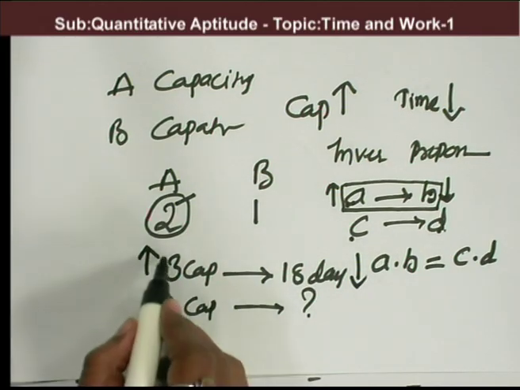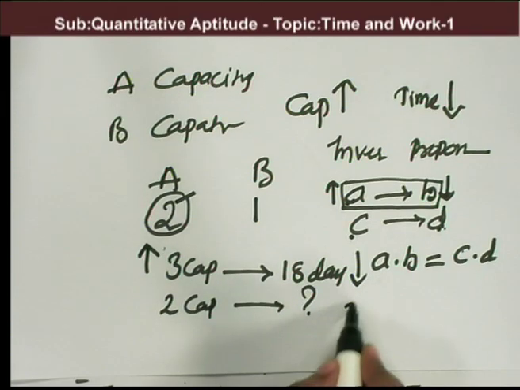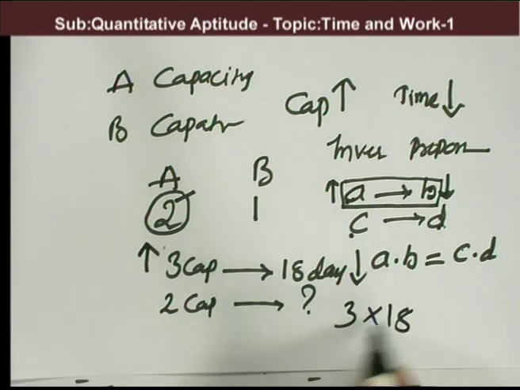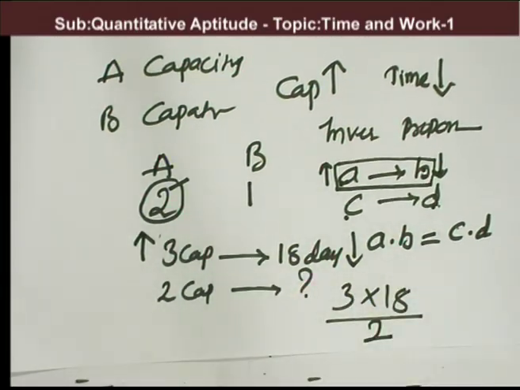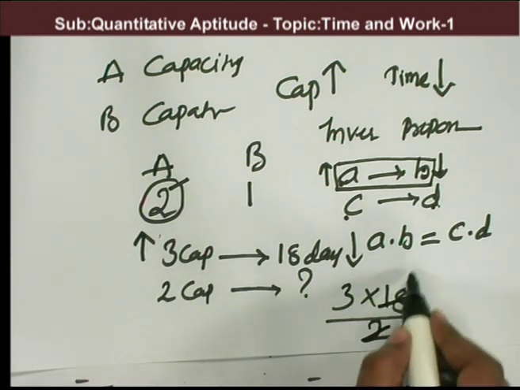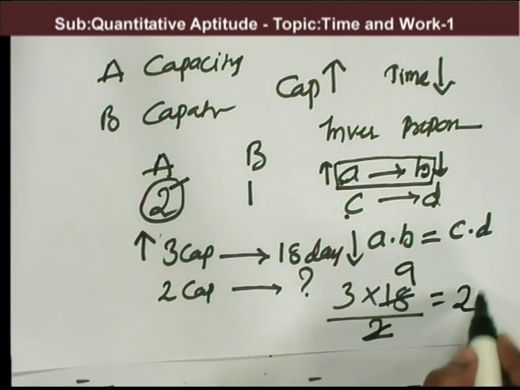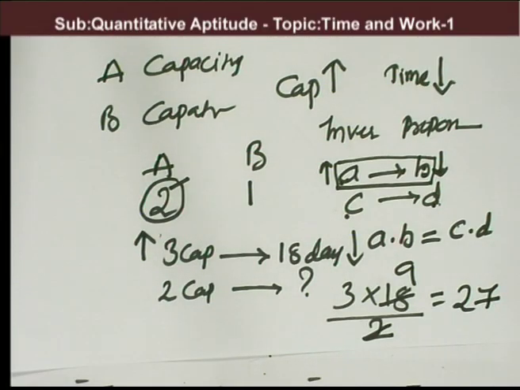Easily, we apply 3 into 18 by 2, because A into B is equal to C into D, which means C comes to the numerator. So, 3 into 18 by 2: 2 9s are 18, 9 3s are 27 days. So, A can alone complete the work in 27 days. That is the work for A, and for both we have 18 days; the 2 capacities of work, A, is how many days? That is 27 days, very simple.